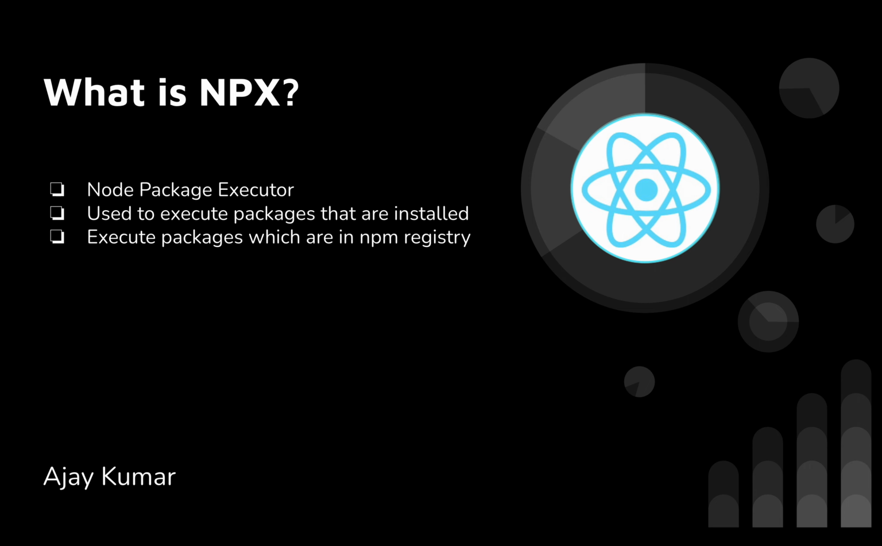Our next one is, what is NPX? NPX, short for Node Package Executor, is a tool that comes with NPM version 5.2 or higher. If we install a version of NPM greater than 5.2, then we can use NPX, and it is used to execute packages, including ones already installed in our node_modules directory. For example, if you have a package called create-react-app installed in our project, you can use npx create-react-app, then the app name, to create a new React app with any app name.